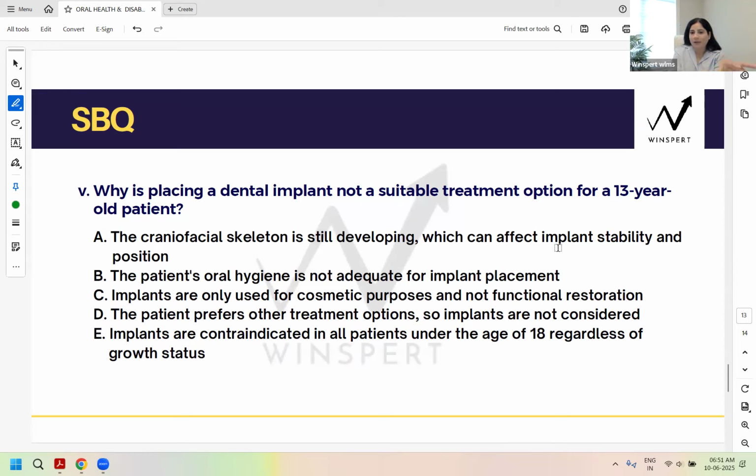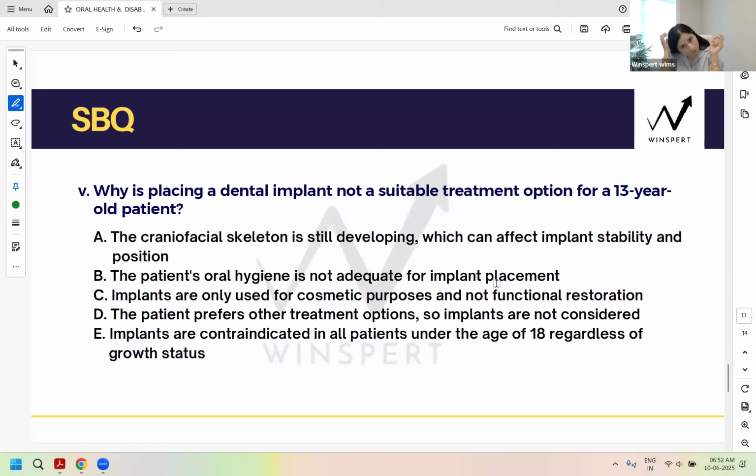Why do we not give implants in developing patients? Patient's oral hygiene is not adequate for implant placement. Even if the oral hygiene was adequate, being in the developmental stage, the implants are contraindicated. So B is ruled out.